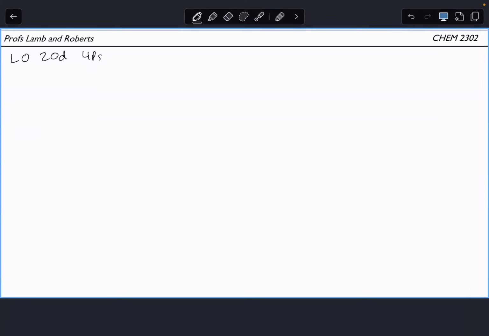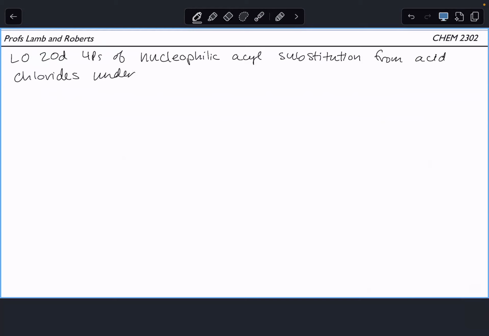So the 4 P's of nucleophilic acyl substitution from acid chlorides under basic conditions. Which is 20.4. So acid chlorides are kind of nice because nucleophilic acyl substitution is always under basic conditions for that starting material. That is not always going to be the case, but for this one, it will be.